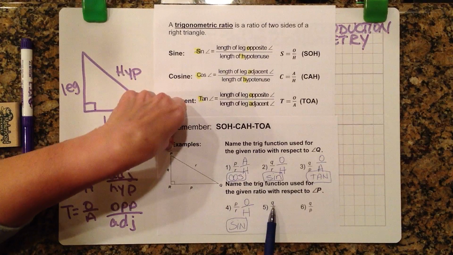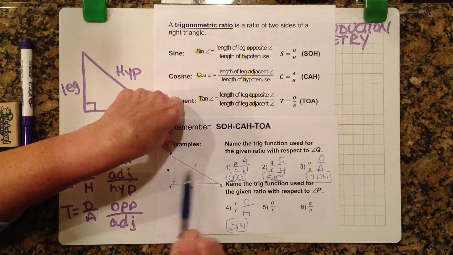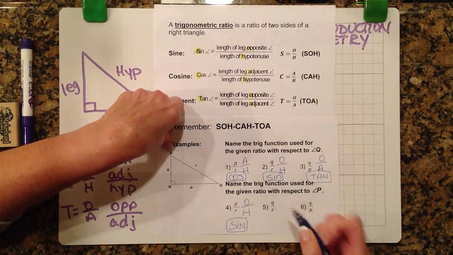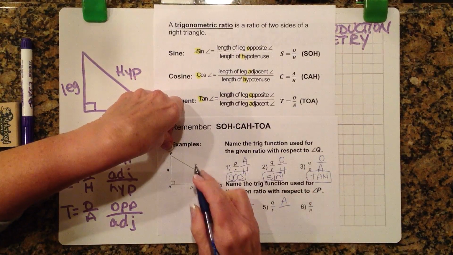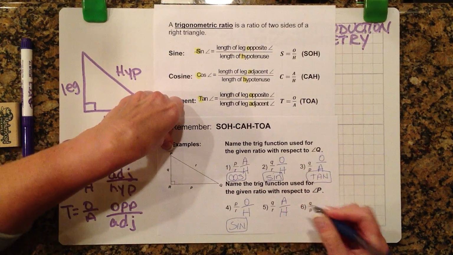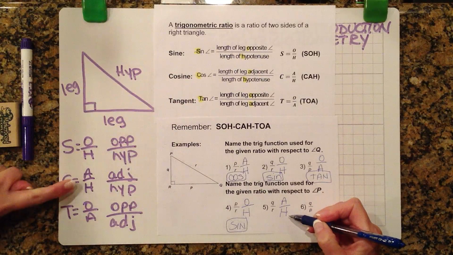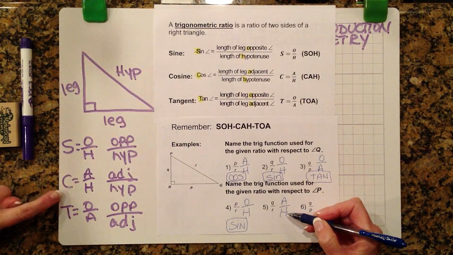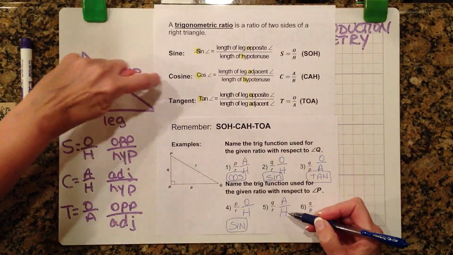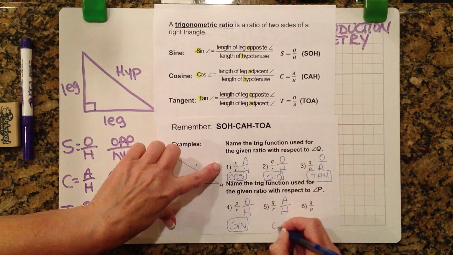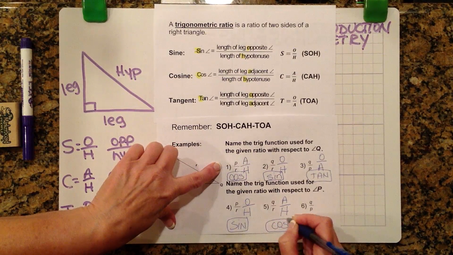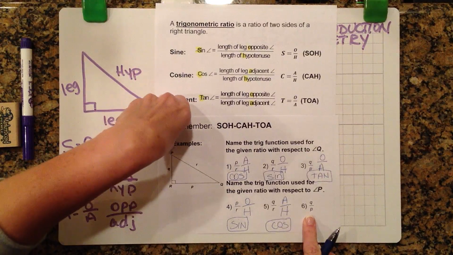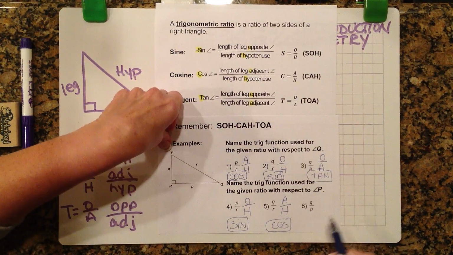Okay, now in relation to P, what is Q over R? Notice this is the adjacent side over R, which is the hypotenuse. So we have A over H. So which one is A over H? See right here, C? That's going to be the cosine. And I'm just going to abbreviate it right there. Last one, we're on angle P right here.